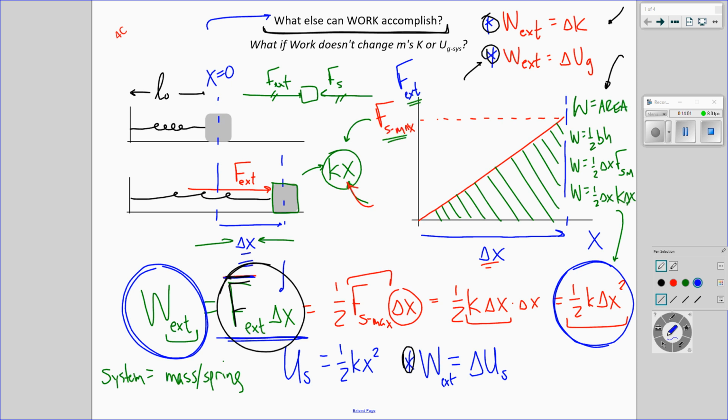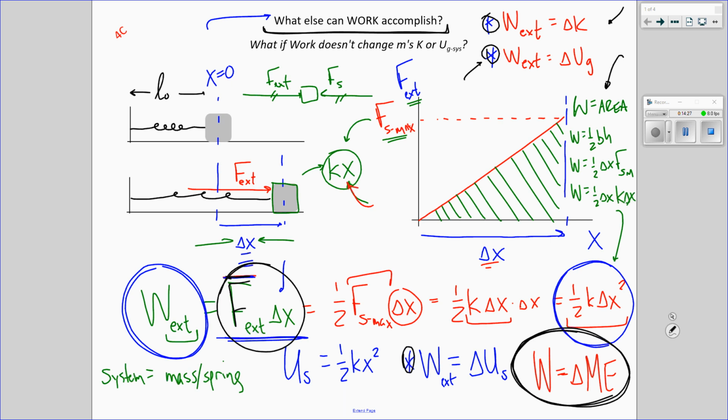So we can really summarize all of this stuff in one of our simplest, most condensed ways. Work always changes mechanical energy. And not only does it change mechanical energy, it's equivalent to that change. Okay? Fairly well. Standard 4C. Sleep on it.